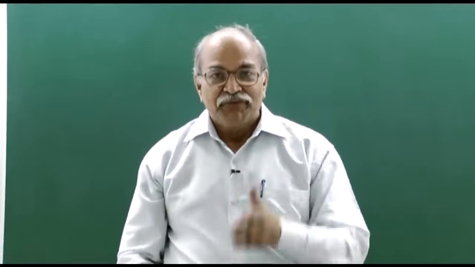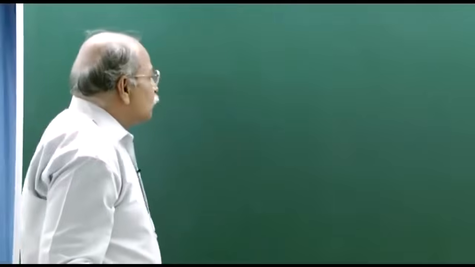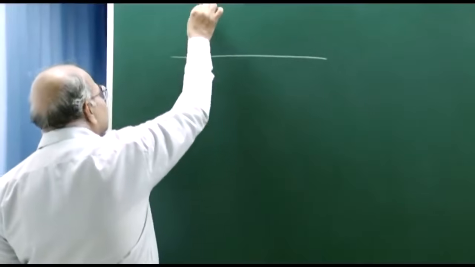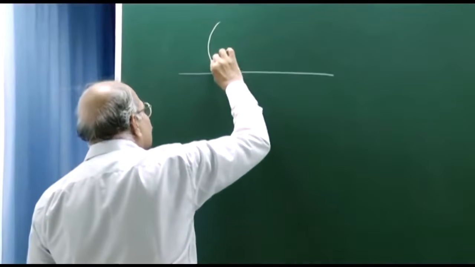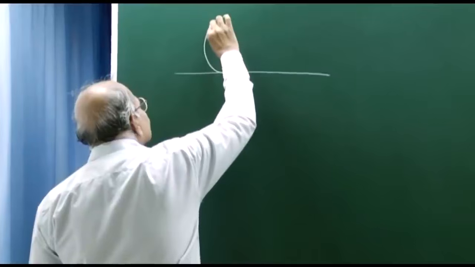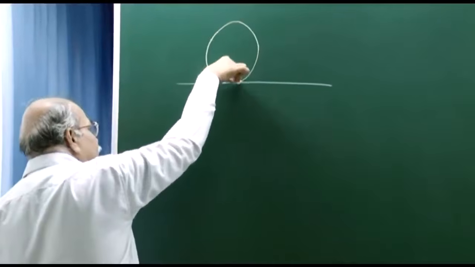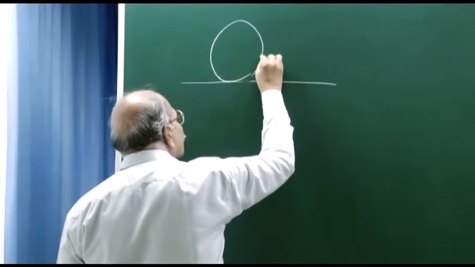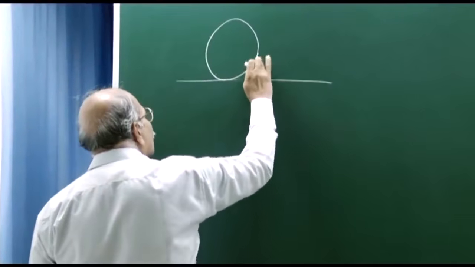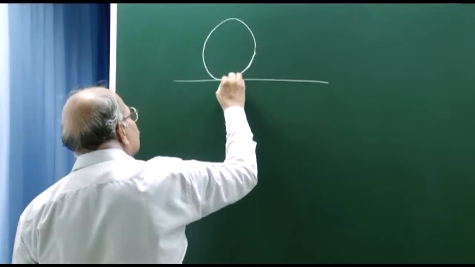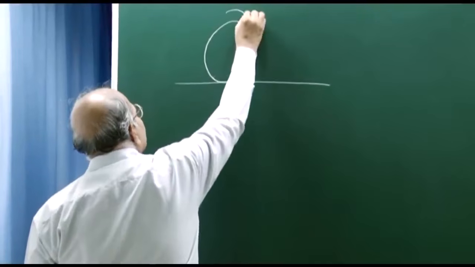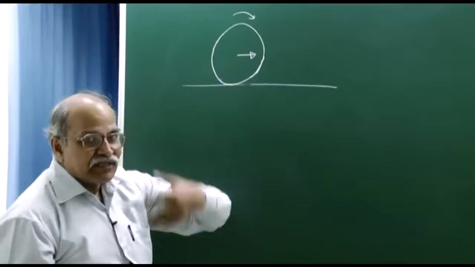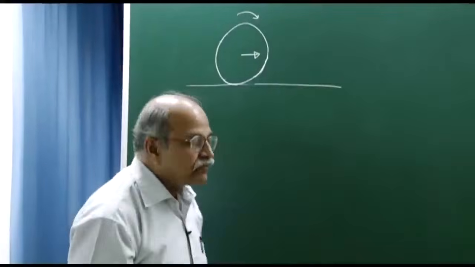So, what happens if you look at cross section? The road is like this, and then the wheel is like this. It has a circular cross section. And then the wheel rotates as well as it moves in the forward direction.